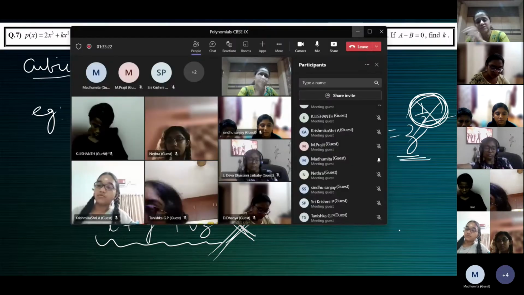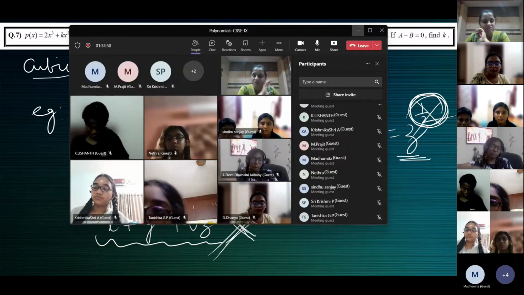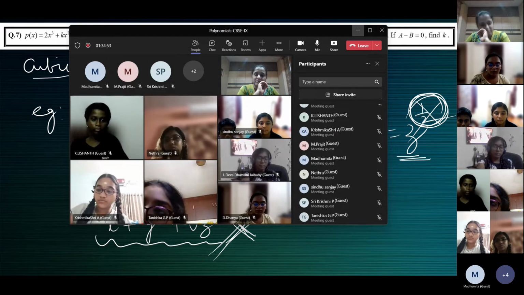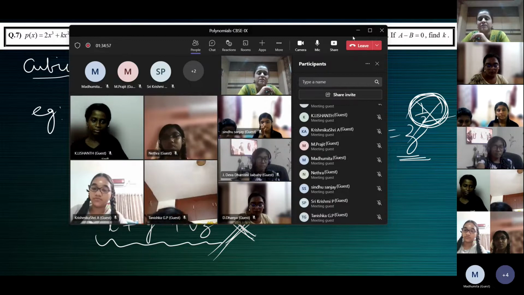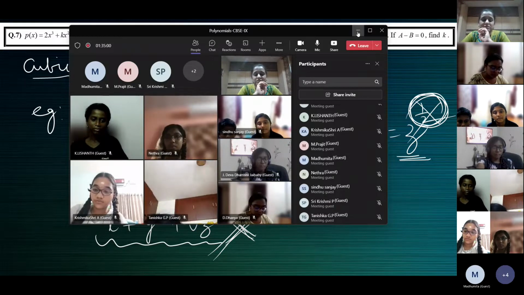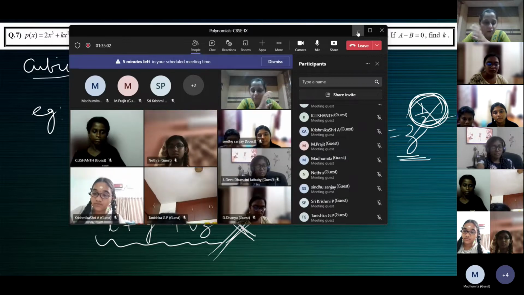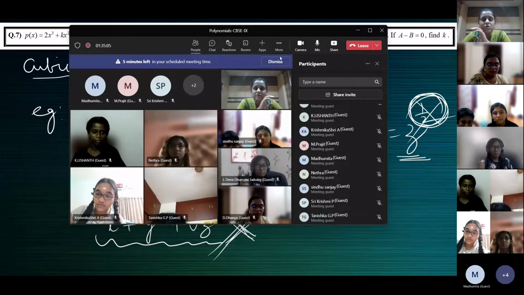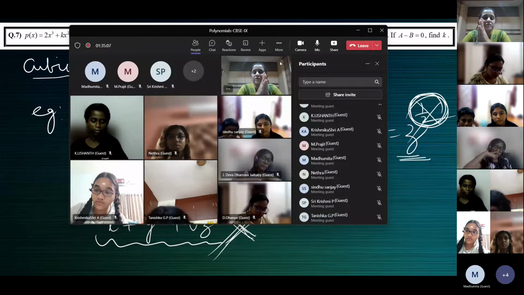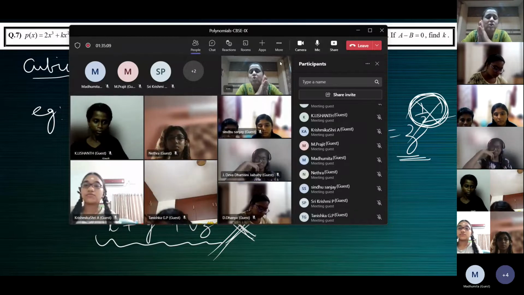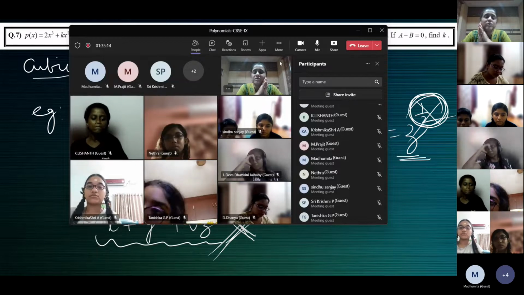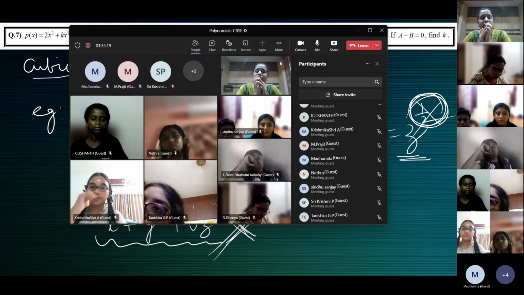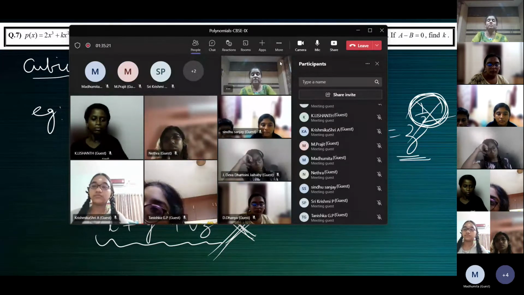Are we using the definition strictly? Yes, we are using the definition strictly. There is nothing to get confused. As per the definition, if you want to call an algebraic expression a polynomial, all the variables must have whole numbers as powers. Now here z is a variable. What is its power? 1 by 2. Is it a whole number? No. Then it's not a polynomial. Then how can it be a cubic polynomial?